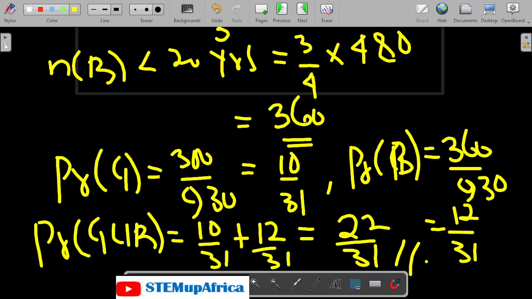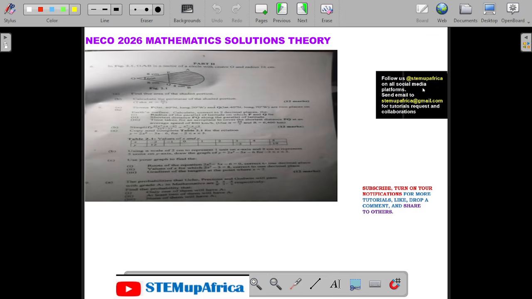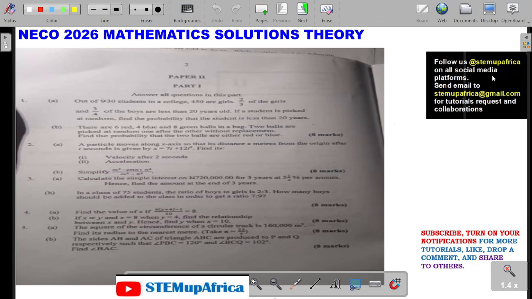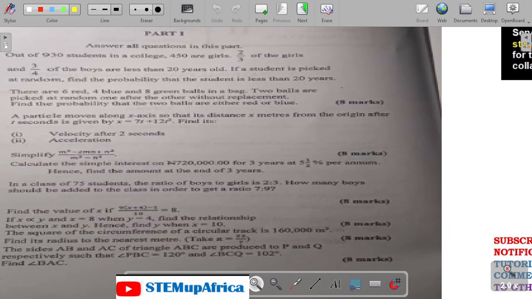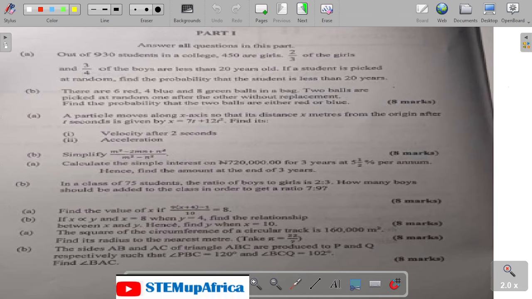So let's go to 1B. It said it's also a probability. It said there are 9 red, 4 blue, and 3 green. So the question says, if 2 balls are picked at random, one after the other, without replacement, find the probability that at least 2 balls are either red or blue.